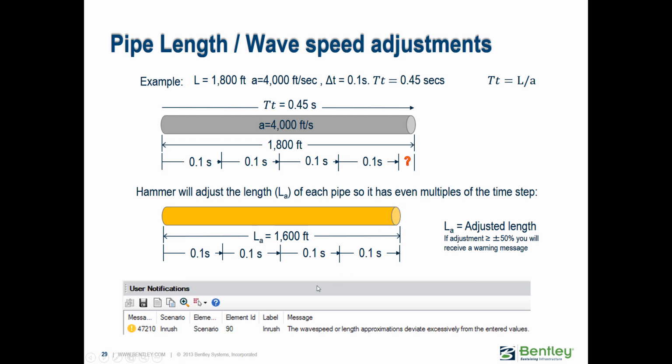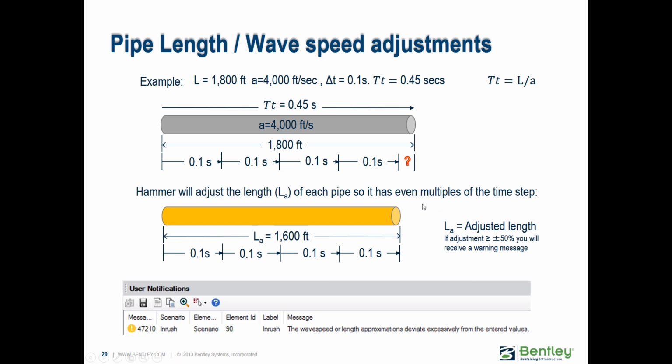So what you'll sometimes see is the notification at the bottom of the slide here that says wave speed or length approximations deviate excessively from the entered value. This is a very common question from a new Hammer user. What does this mean? It means that you have some pipes that are being adjusted excessively based on the wave speed, length, and time step. That could mean that either your time step is too large or your pipe lengths are too small.